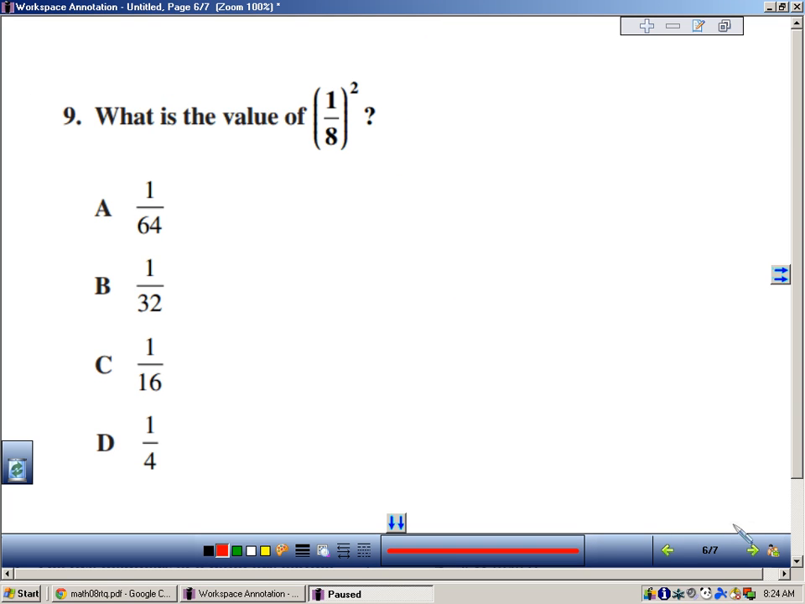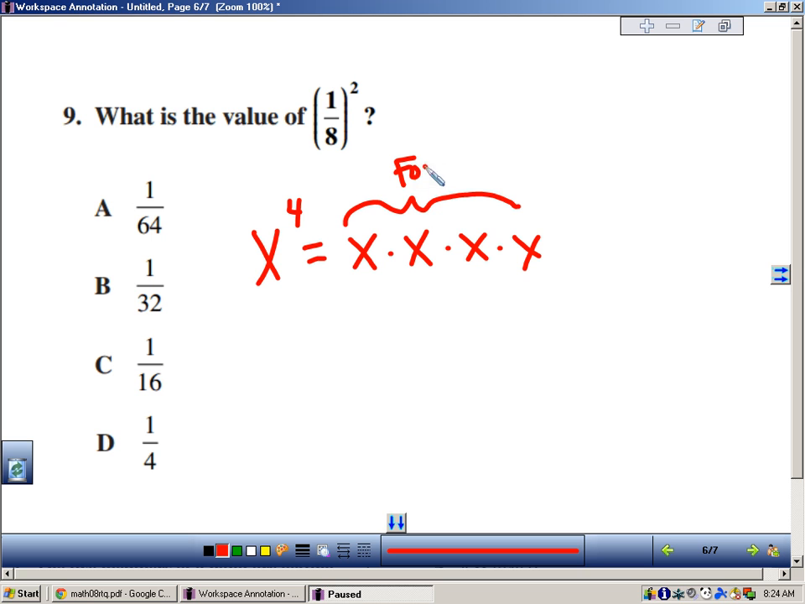What is the value of 1/8 to the 2nd power? Okay, now, so by definition, what an exponent does is it causes the base to repeatedly multiply. So if I wrote x to the 4th, that just means it's x times x times x times x. You notice that you see 4 x's, right? And that's because the exponent is 4.